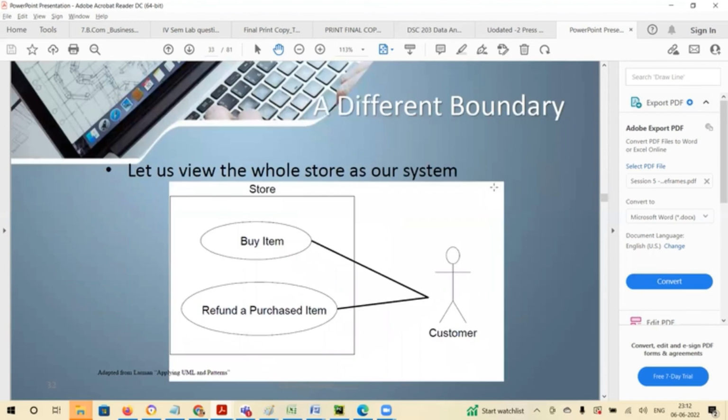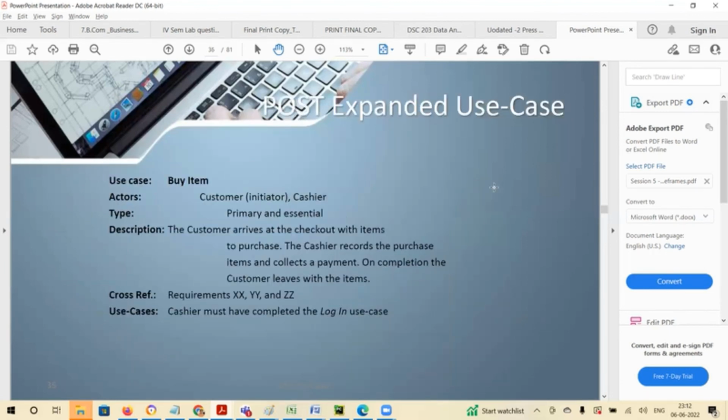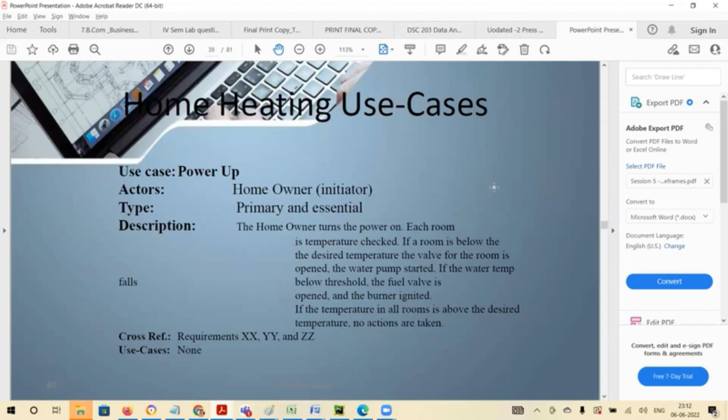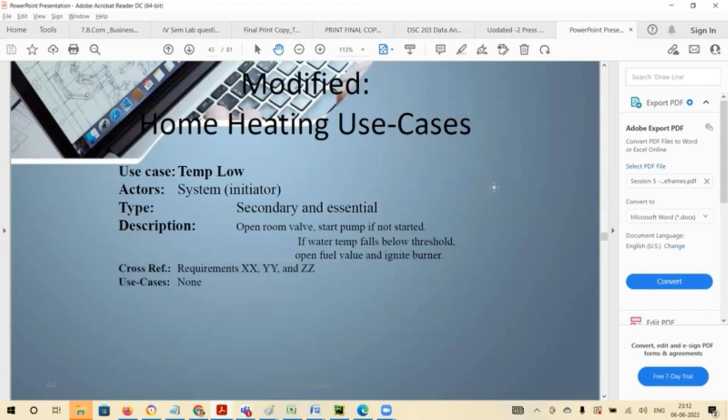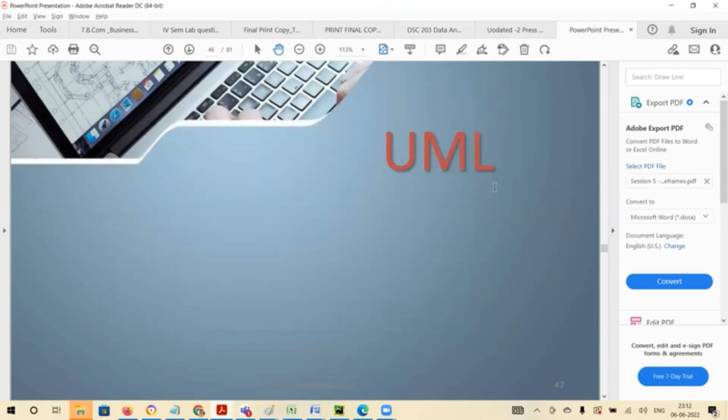So there are some use case diagrams. You can look through them. You can do some Google search as well. Just type use case diagram in Google and go to images. It will show you a lot of use case diagrams. Please refer. That's the assignment for today.